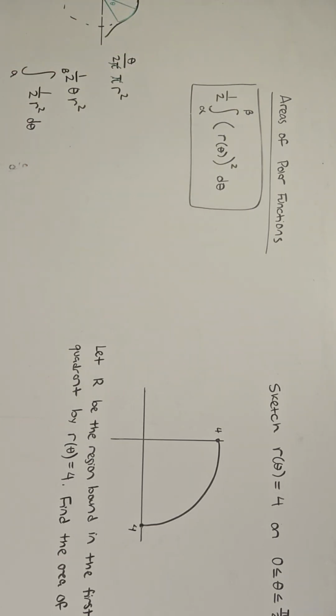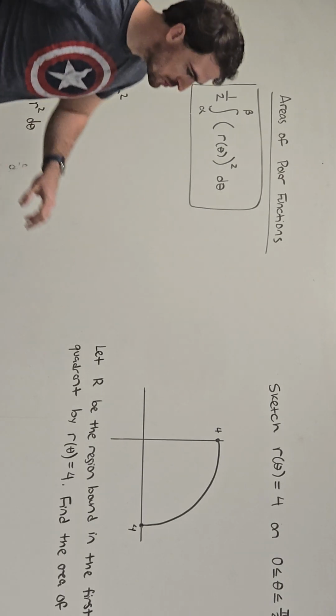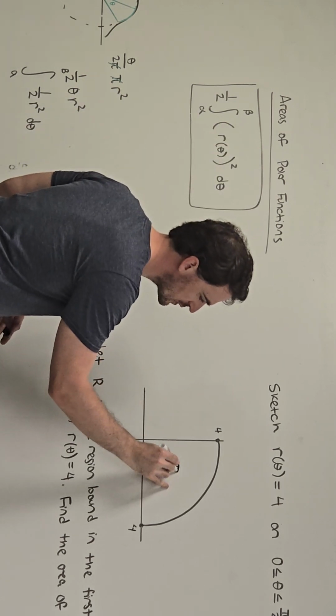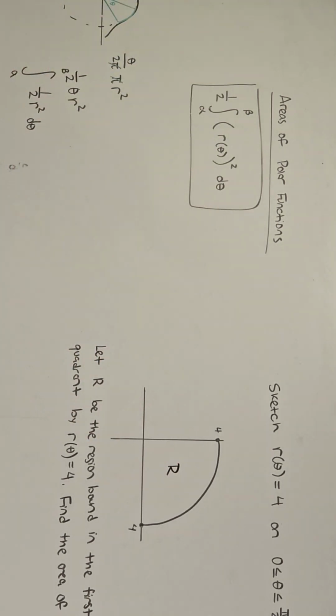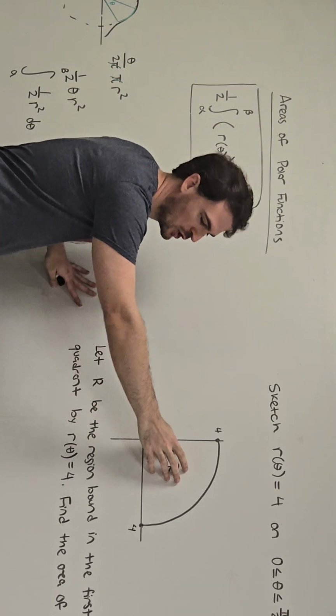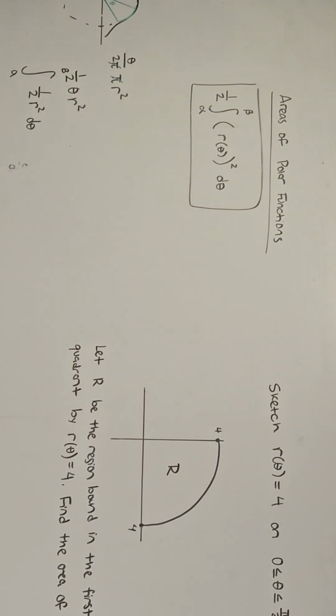So this is maybe what the actual question itself would look like. You walk up to the exam, it gives you maybe a graph or an equation. Let R be the region bound in the first quadrant by r of theta equals 4. So I'm in the first quadrant, bound by r of theta equals 4. That is just a circle. Find the area of R. Now, we know some quick geometry of how we can get that. We're going to first use our area of polar functions formula, and verify it works using geometry.